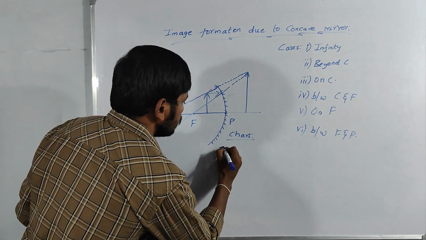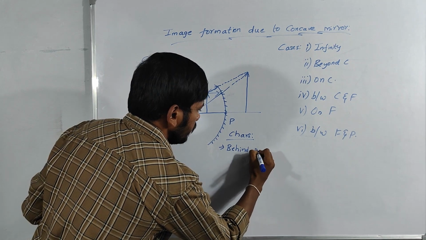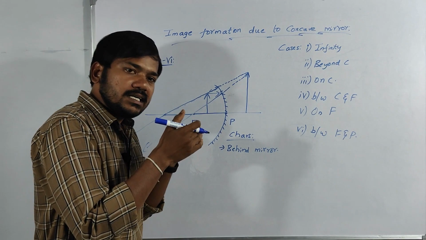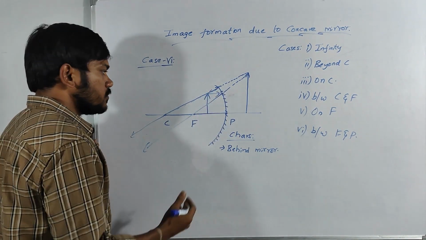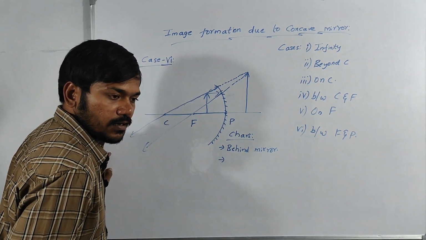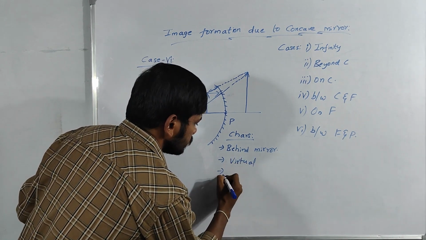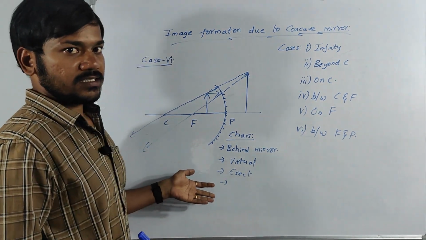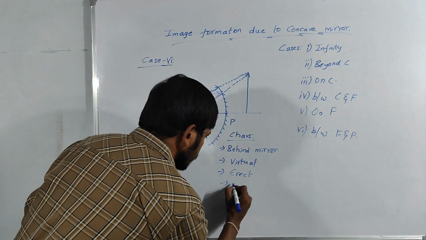Now let us write the characteristics. Where is the image formed? Behind the mirror. Actually it will be formed on the mirror only, but if we consider the image distance, we can state it as behind the mirror. Now how is the image? Real or virtual? Obviously virtual. Virtual, so what is that? Erect. Obviously it is erect. And last but not the least, is it diminished or magnified? It's magnified.